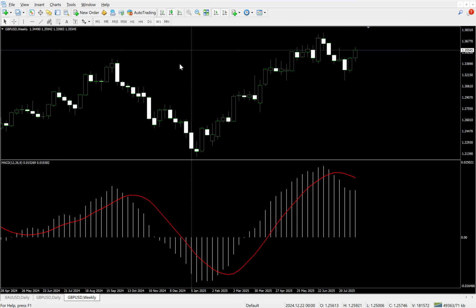I hope you like this trading strategy. You can apply it and try it yourself. All the indicators that were used in this trading strategy are default indicators for every MT4 platform.